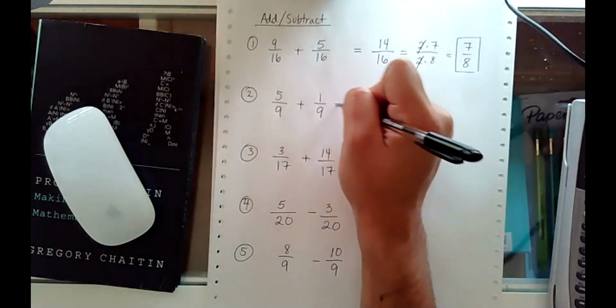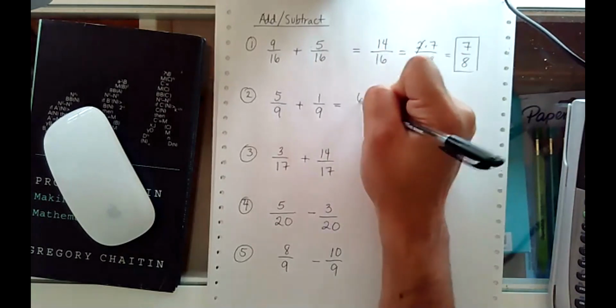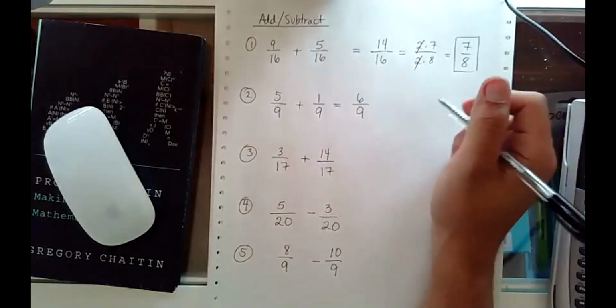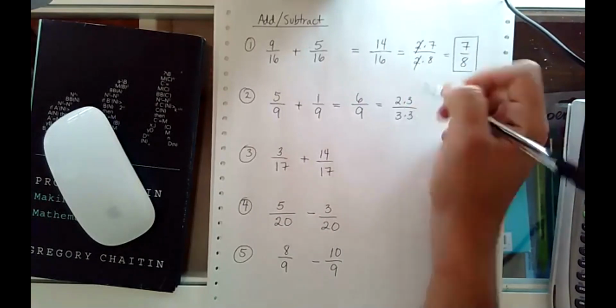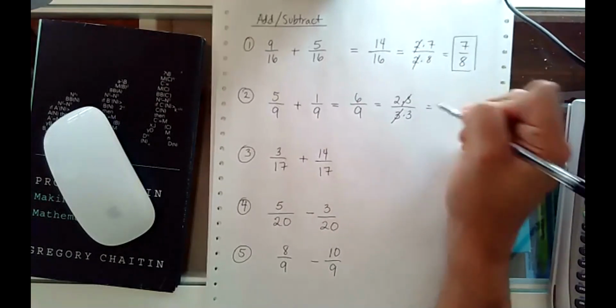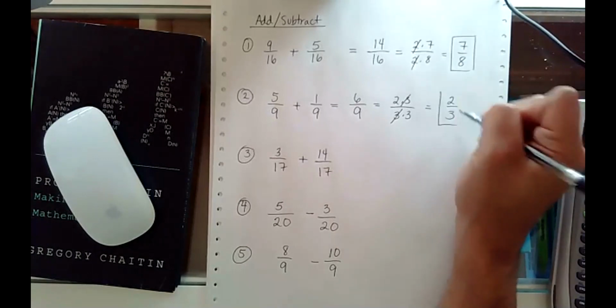Over here, 5 plus 1 is 6. We're going to keep that denominator of 9. And then we can call this 2 times 3 and 3 times 3 and know that these 3's cancel. So I have 2/3.